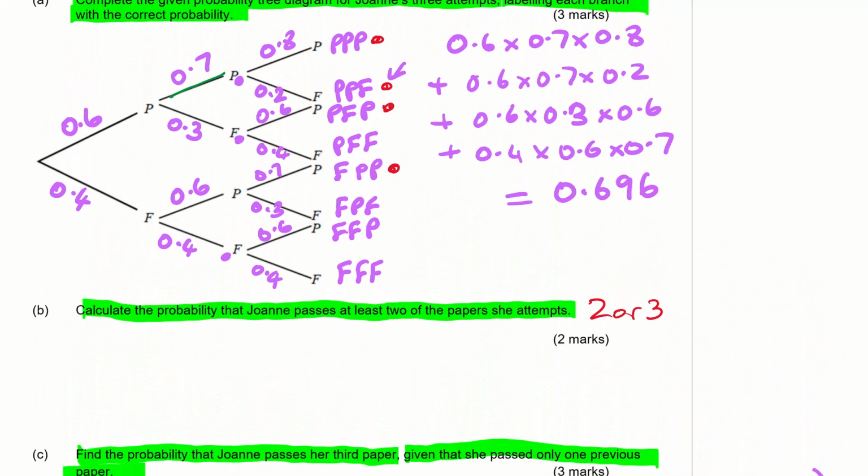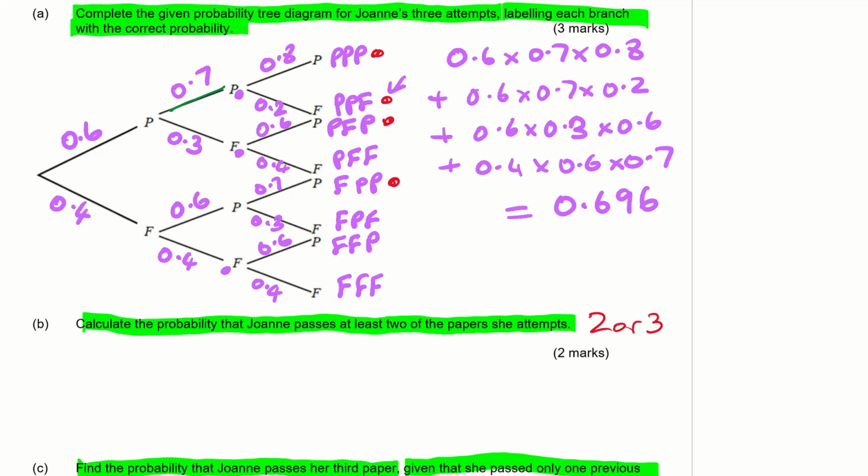Okay, so I'll just clean the diagram up a bit for doing this bit. So let's look at the one where the third paper is passed. We've got that one, that one, that one, and that one. But we want only the ones where we've only passed 1 of the previous papers. So we'll be talking about this one and this one. We don't want that one. We don't want that one.